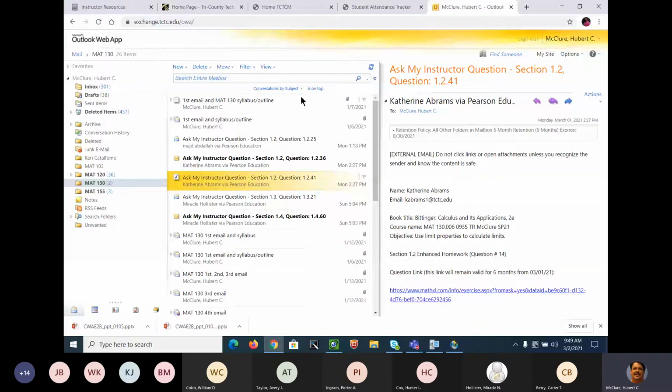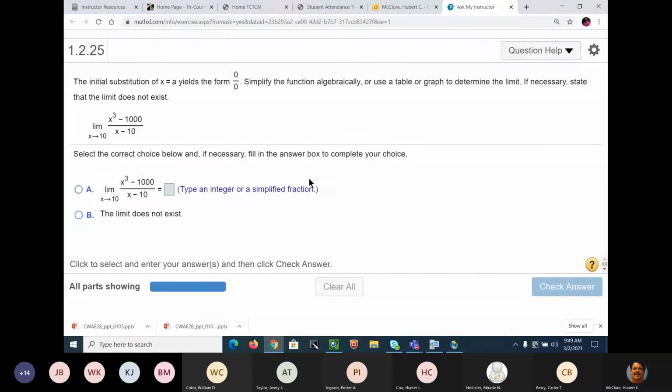All right, 1.2, 25/11. I haven't looked at these. So it says objectives: use limit properties to calculate the limits. First of all, is this a test question? Yes, it is a test question.